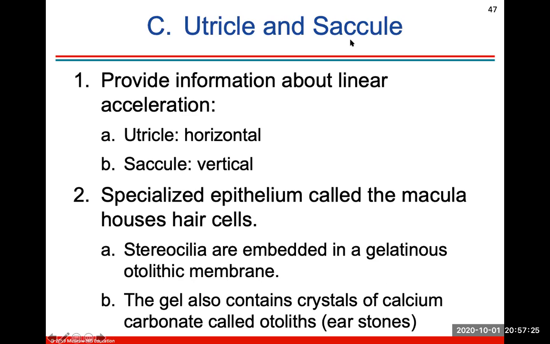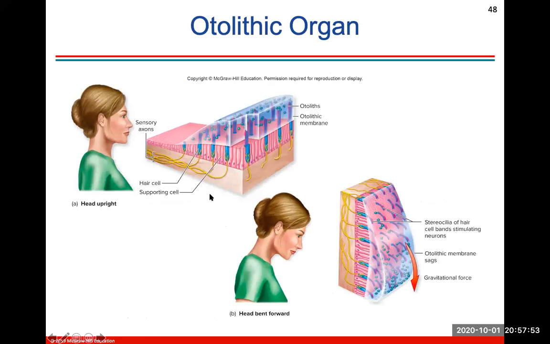The utricle and saccule then are the organs that help provide information about linear acceleration, whether it's in the horizontal or vertical axis. There is a specialized epithelium called the macula, which houses more hair cells, and these stereocilia hair cells are embedded in a gelatinous fluid in the otolithic membrane. The gel also will contain crystals of calcium carbonate. So this shows if you bend your head downward, these hair cells will bend, and that bending of these stereocilia will be detected by these nerves.